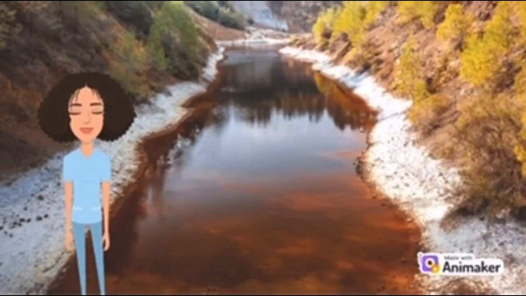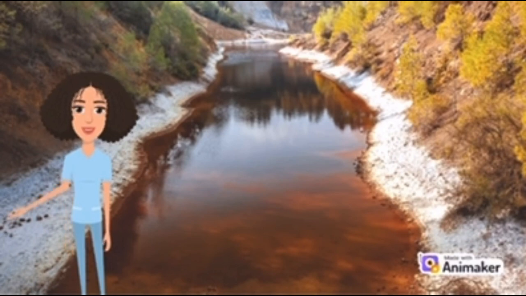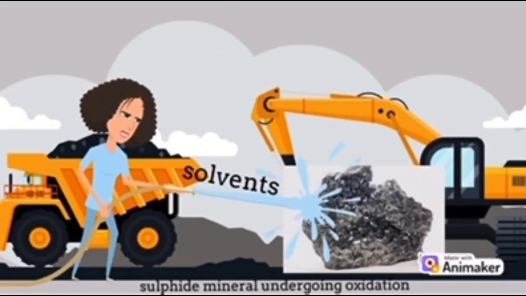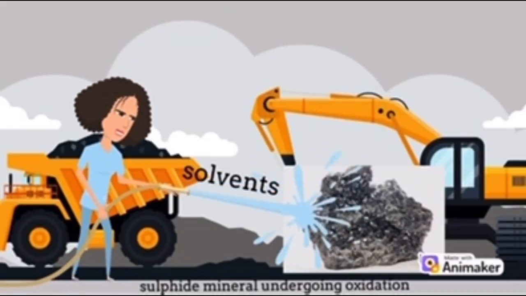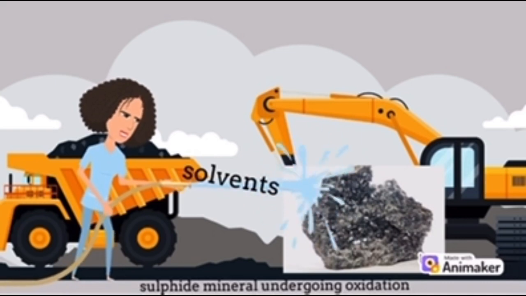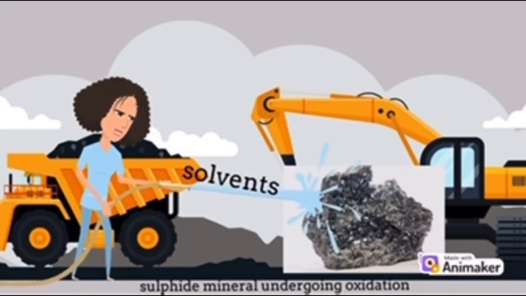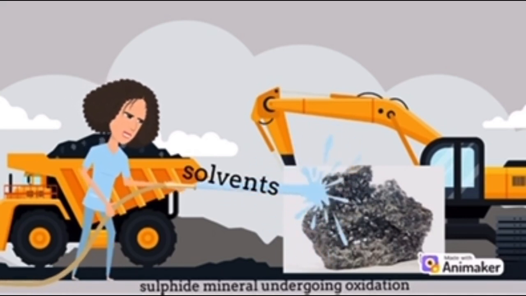Acid mine drainage is a serious environmental issue that happens when water in an active or closed mine site comes into contact with sulfide minerals. Acidic fluid that can have significant amounts of minerals, metalloids, and other contaminants is created when sulfide minerals undergo oxidation. These waters are then released into neighboring water sources.